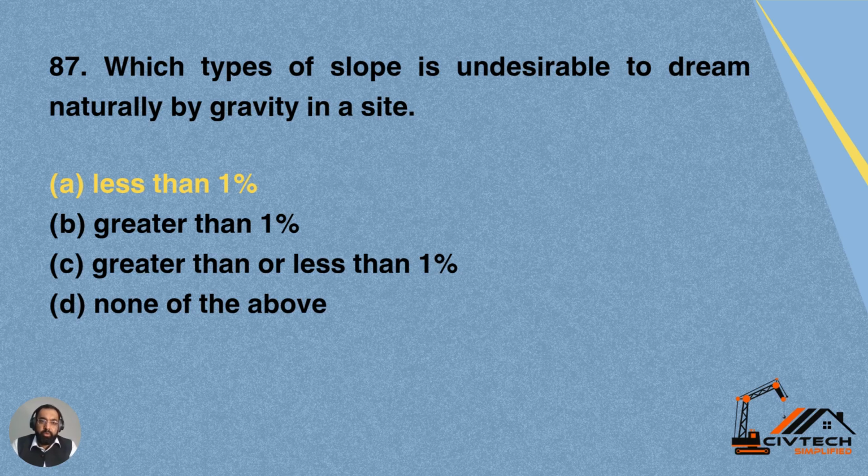Question 87. Which type of slope is undesirable to drain naturally by gravity on a site? Number A, less than 1%, B, greater than 1%, C, greater than or less than 1%, D, none of the above. So option A is correct. A slope of less than 1% is undesirable. It should be at least 2%.